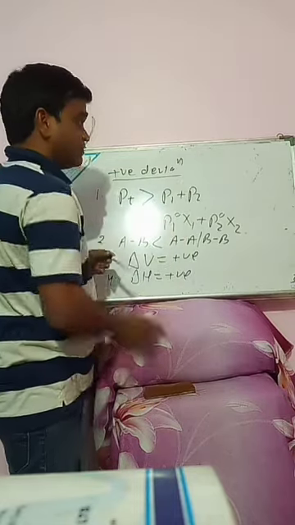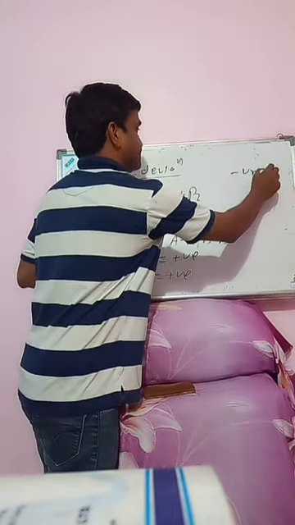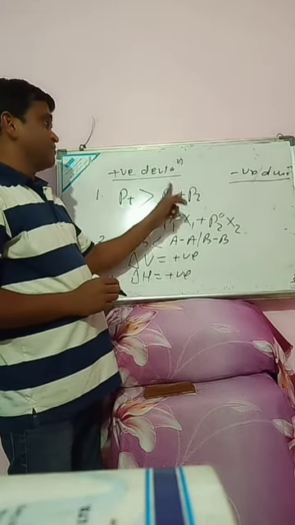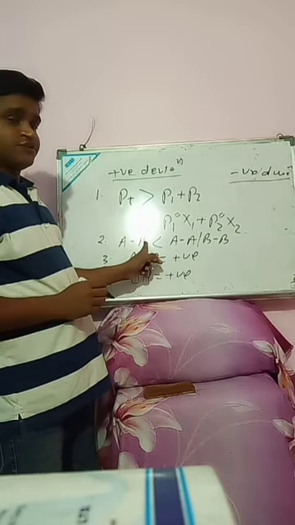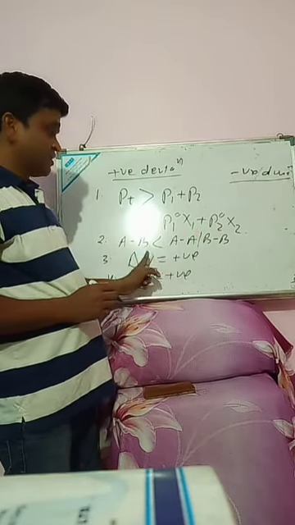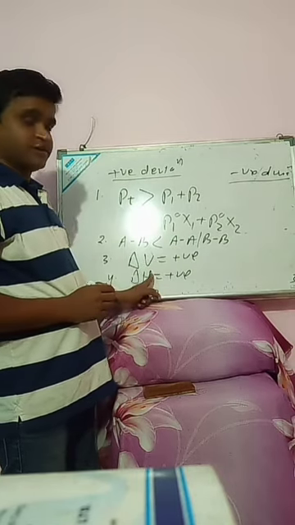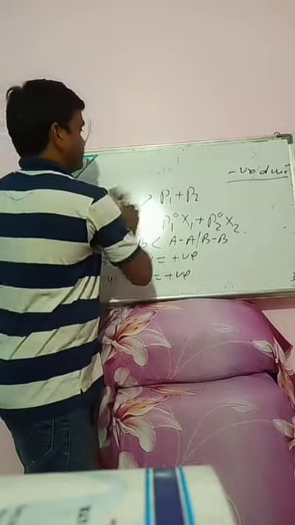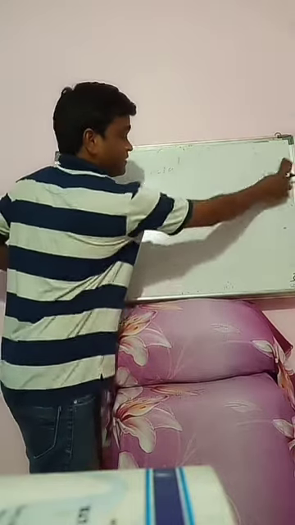In negative deviation, it is just the opposite. In negative deviation, the total vapor pressure is less than P1 plus P2. The A-B interaction is greater than the A-A or B-B interaction. Delta V should be negative. Delta H should be negative. So this is the comparison between positive deviation and negative deviation.